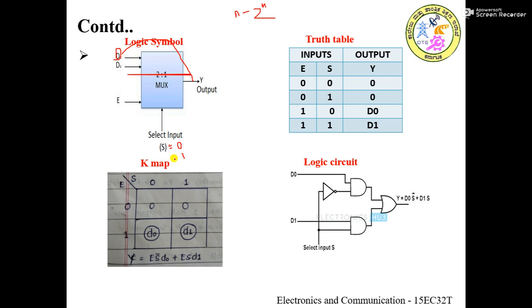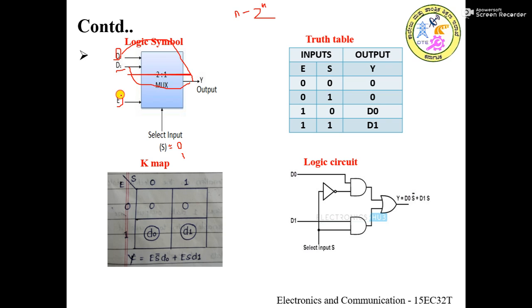Similarly, if s is equal to 1, then the second line has to be selected. The second line, that is d1, is selected, and the information on d1 is routed on the output line y. So you have seen both cases here. With s equal to 0, the information on d0 is routed on the output line y, and with s equal to 1, the information on d1 is routed on the output line y.